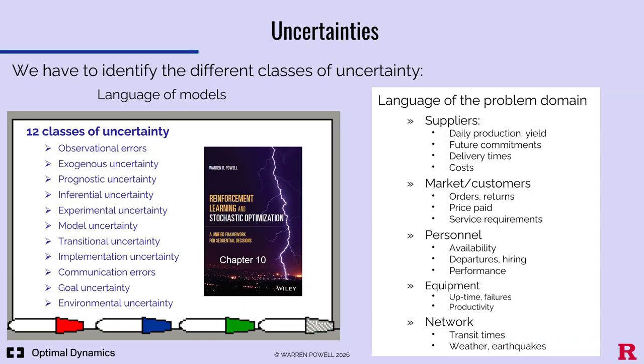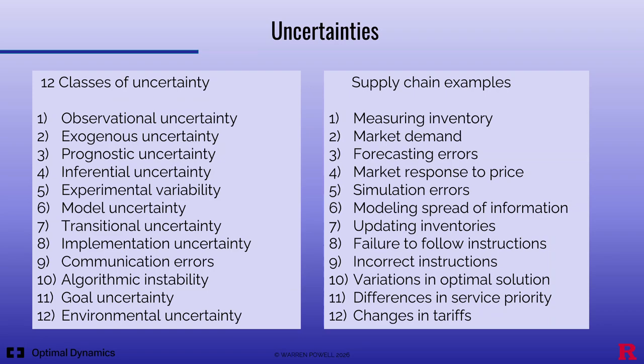Now, my contribution to this is I have 12 classes of uncertainty that have nothing to do with any problem domain. These have to do with different aspects of a model, so they can apply to any problem class. And it's your job to take the 12 classes and then put them in the context of a problem. So in supply chain management, here are my 12 classes of uncertainty on the left, and for each one, you may have none, you may have one, you may have several.